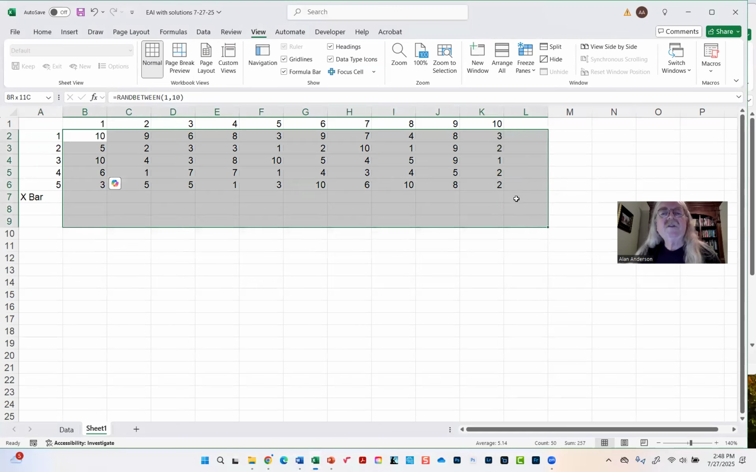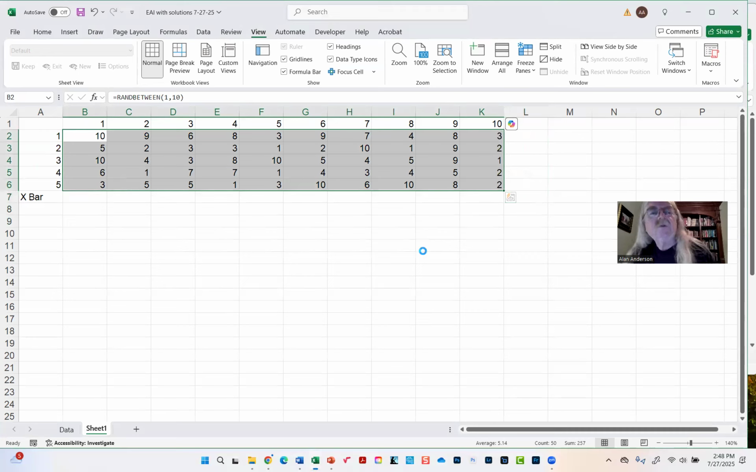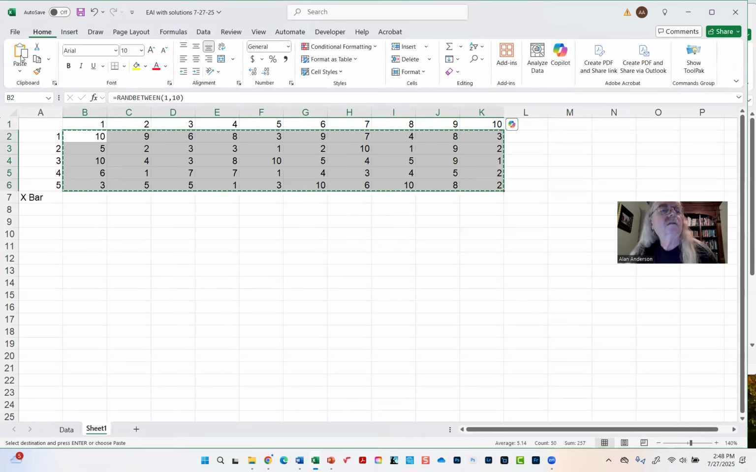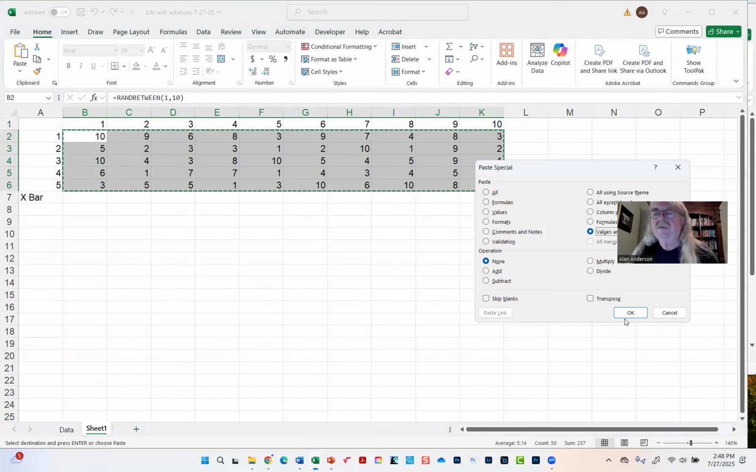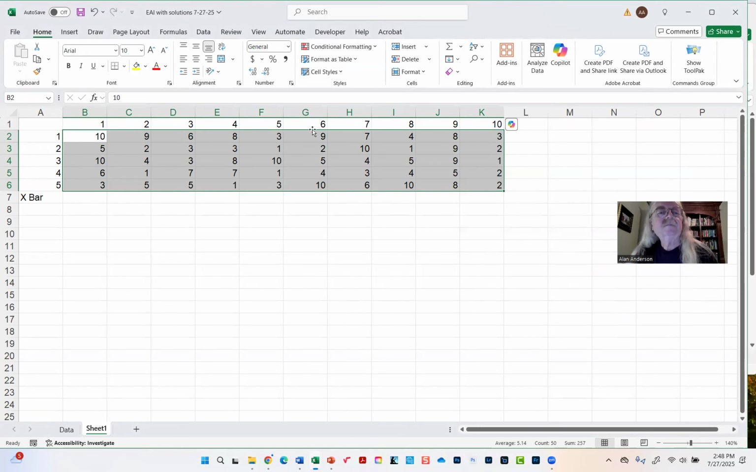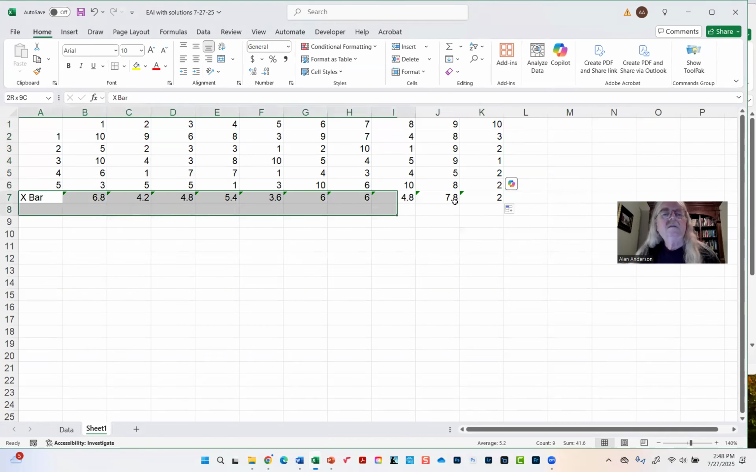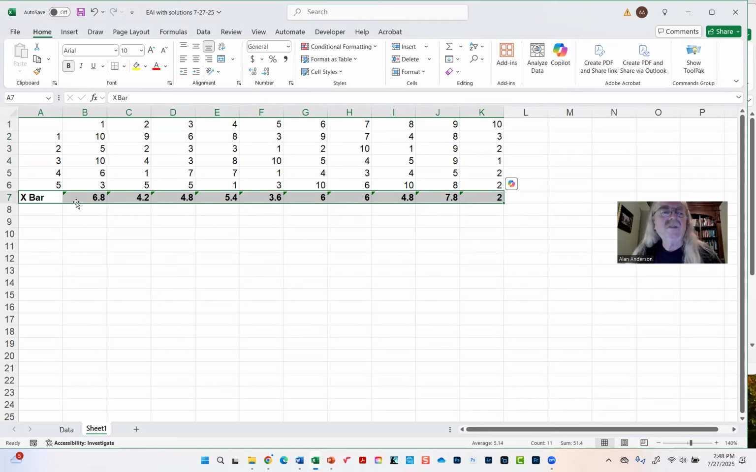Now they changed. Now let me show you another way to stop this. I'm going to hit Control C right on the data without moving it. Paste special values and number formats. Problem solved. So you can see the numbers are somewhat different from each other. They're not radically different, but they're different.